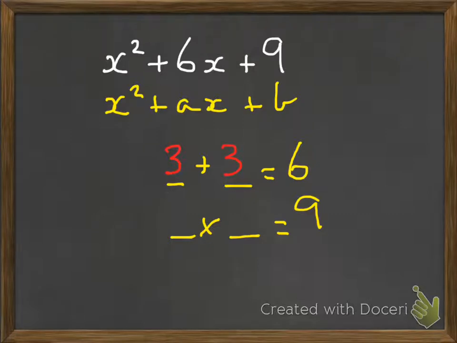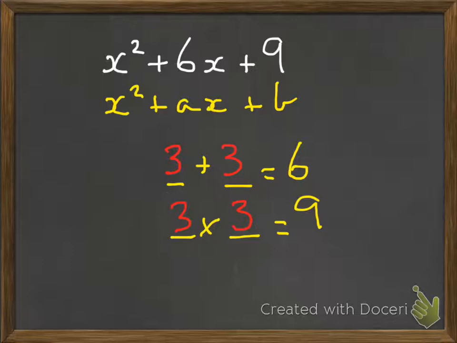Hopefully you're fairly quickly seeing that it could be 3 and 3. 3 plus 3 is 9, and 3 times 3, I'm talking rubbish, everybody. It's 3 plus 3 equals 6, and 3 times 3 equals 9.